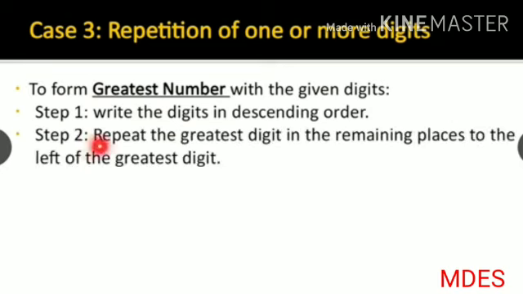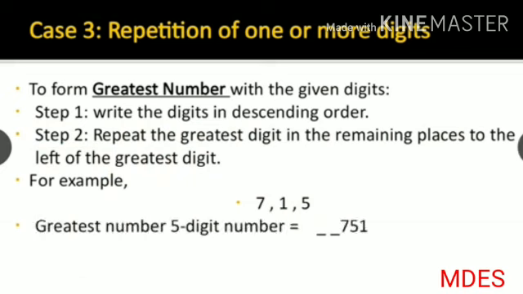Step 2 is repeat the greatest digit. You have some digits, and the digit which is greatest out of all of them, just repeat that digit in the remaining places to the left of the greatest digit. Let's take an example and then you will understand step 2 very clearly. Like we have these 3 digits and we have to make the greatest 5-digit number. So 5-digit number means you have to fill 5 places.